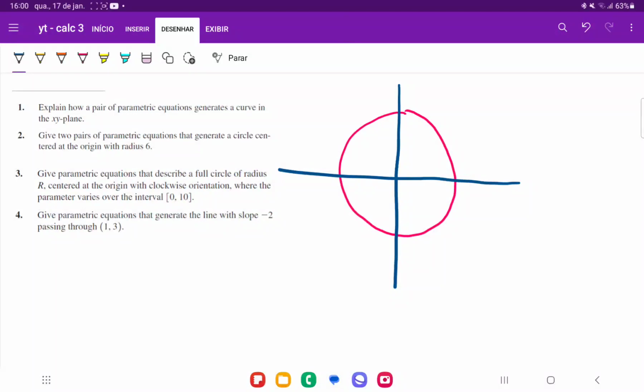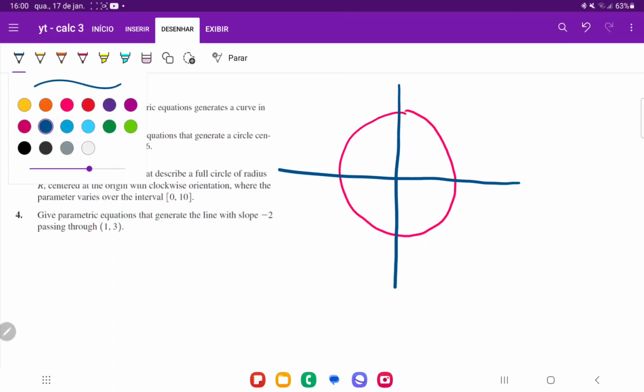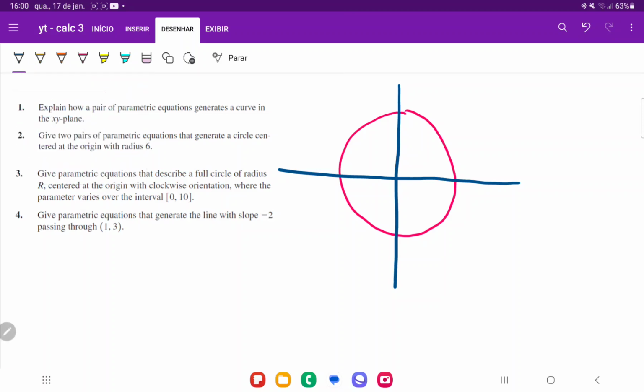Okay, so for number 2, we want to give two parametric equations that generate a circle centered at the origin with radius 6. So in our normal Cartesian plane, this circle here would be described by the equation x squared plus y squared is equal to 6 squared because the radius is 6. But now we want to express both x and y as an output of another parameter t. So t is going to be our input and x and y are both outputs.